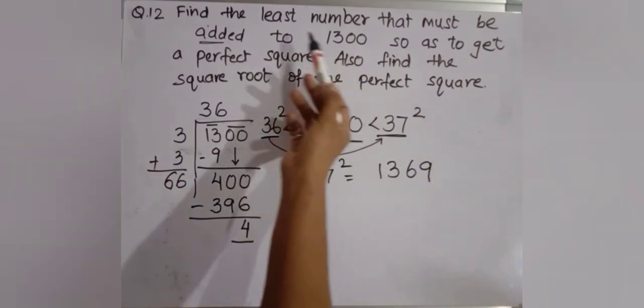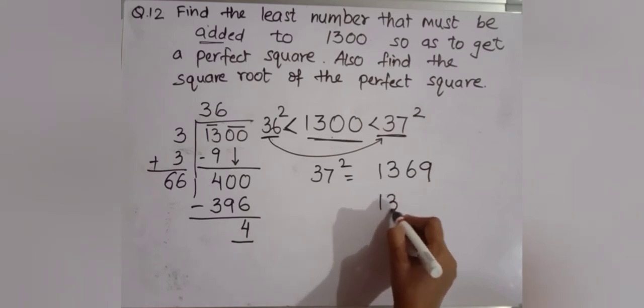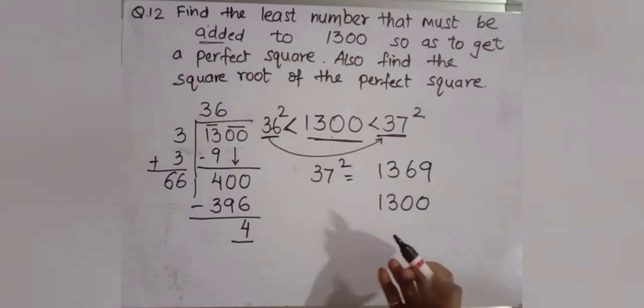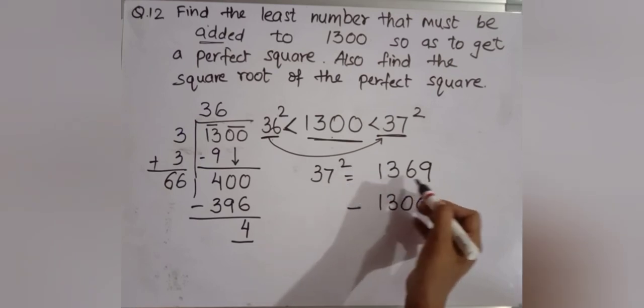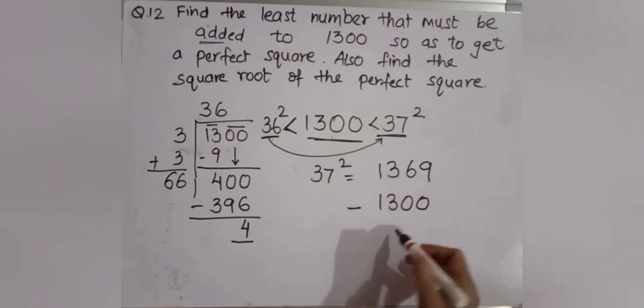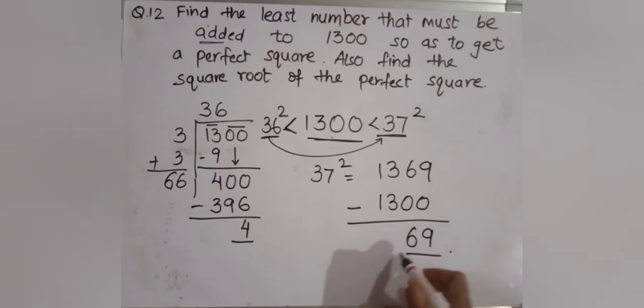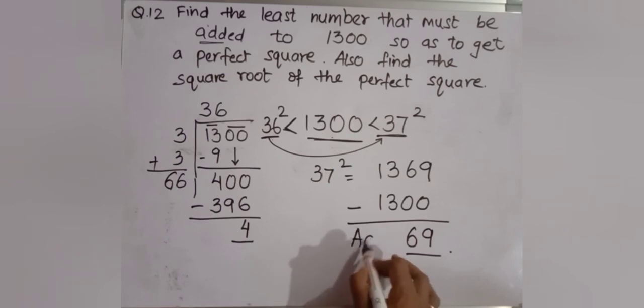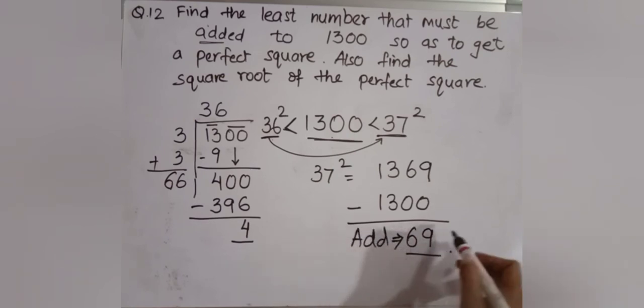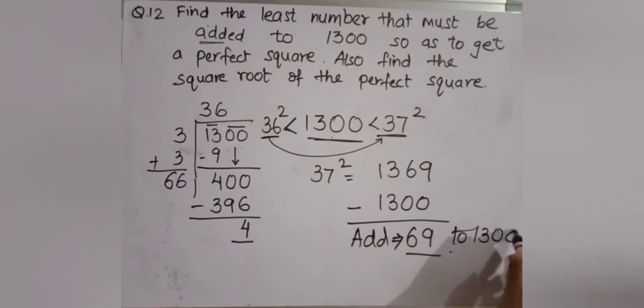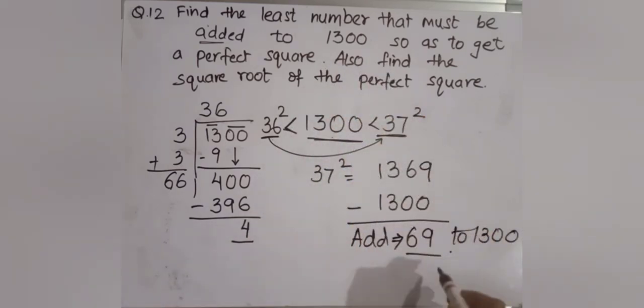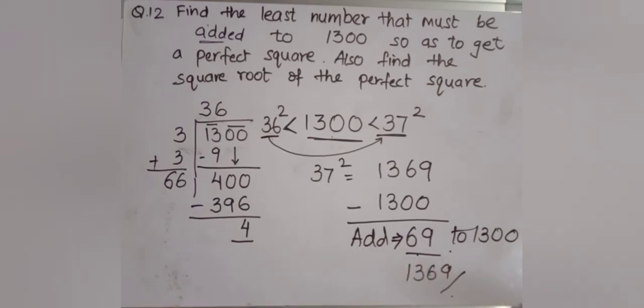1369. So as we have the number 1300, now what should be added? Subtracting 1300 from 1369, we will have 69 as the remainder. That means when we add 69 to 1300, it will make 1300 a perfect square, that is 1369. So what we have to add is the number 69, and the square root of the perfect square is 37.